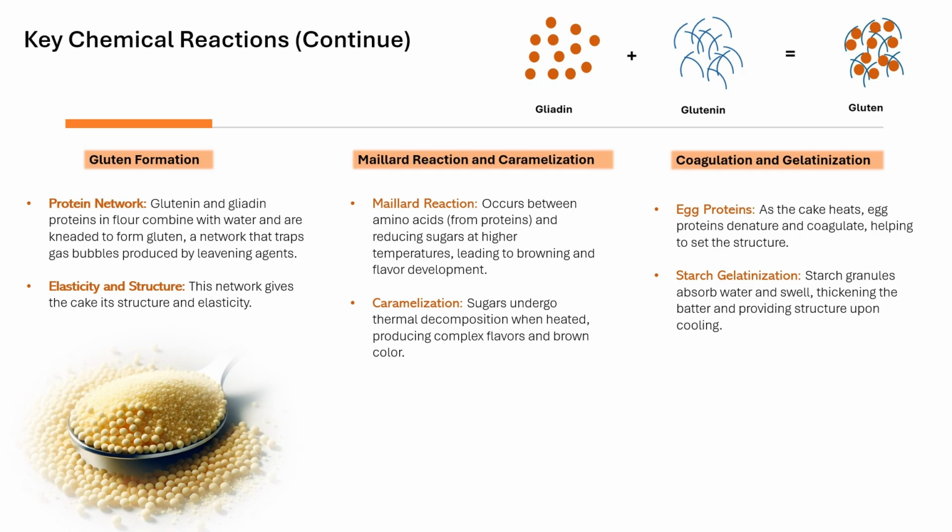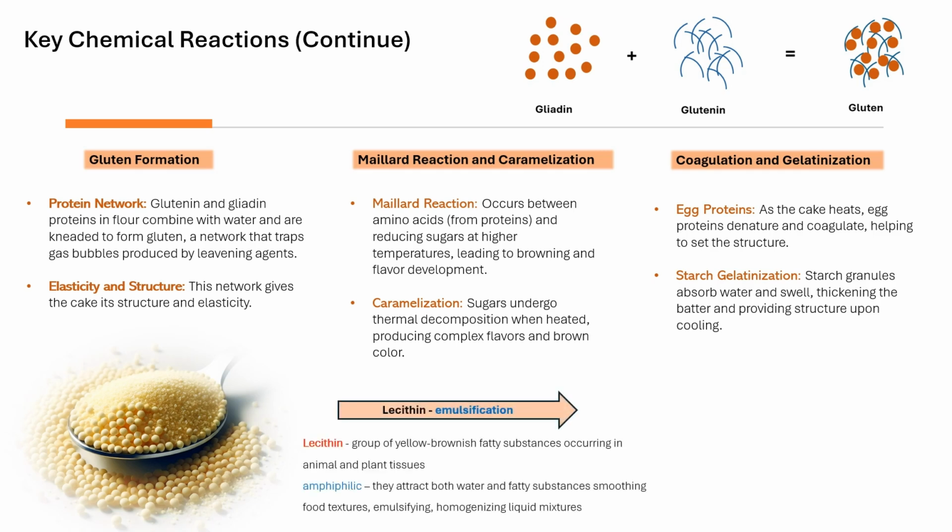We can say this is lecithin present in egg yolk. Lecithin is a group of yellow to brownish fatty substances that occur in animal and plant tissues. It is amphiphilic, meaning it attracts both water and fatty substances. Then it provides smooth food textures, emulsifying and homogenizing liquid mixtures.